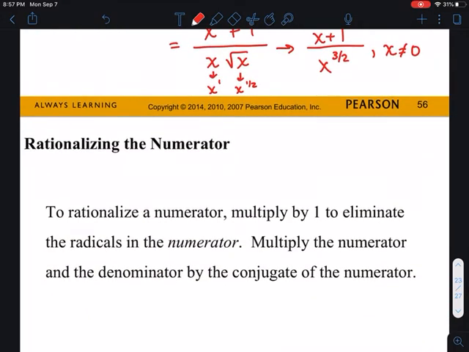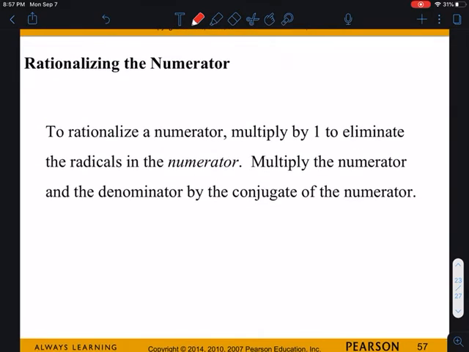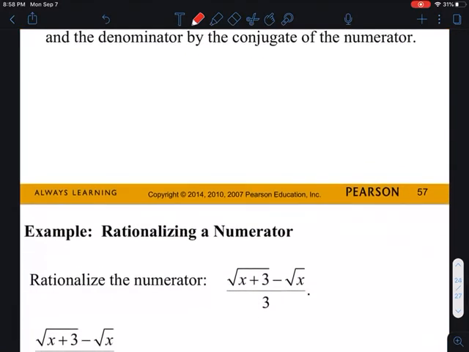And one last little piece. Rationalizing the numerator. Just like we rationalize denominators, we could also rationalize the numerator. It's helpful later on when we are simplifying some expressions. We need to simplify it down a little differently or look at it a little differently. So it says to rationalize the numerator, multiply by 1 to eliminate the radicals in the numerator. Just like you would rationalize the denominator, same concept. We're just going the opposite direction. So we multiply the numerator and the denominator by the conjugate of the numerator.